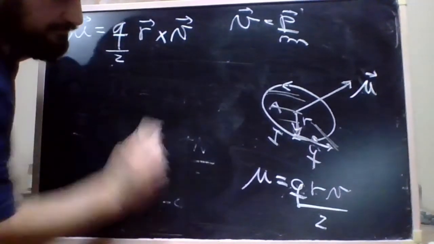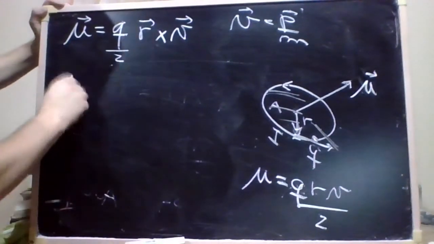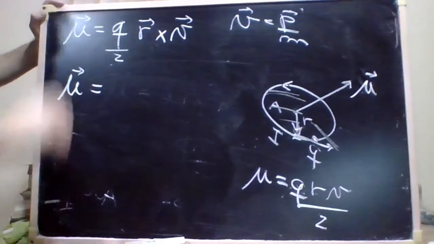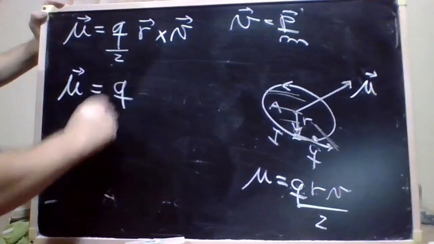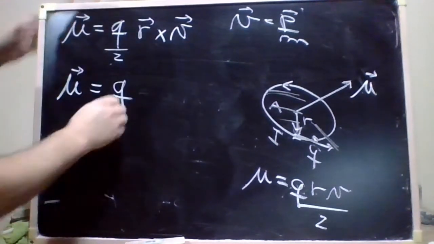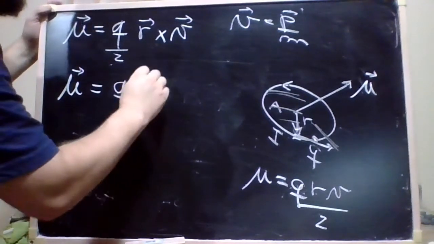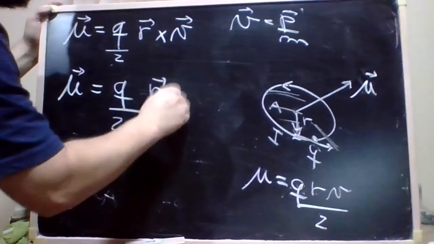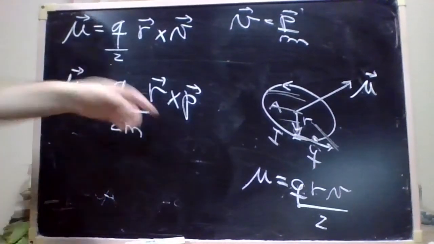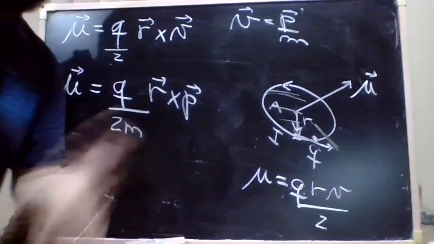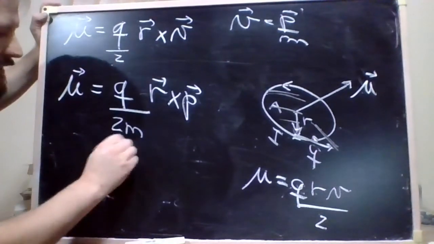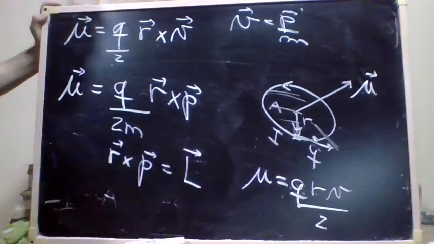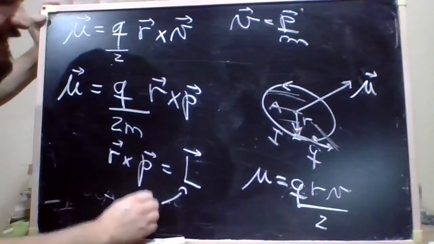In this case, you'll have that the magnetic moment of the particle, or the magnetic dipole of the particle, is given by q over 2m r vector cross p. This is the classical object here. But remember that r cross p is just the orbital angular momentum. So this is the definition of angular momentum.